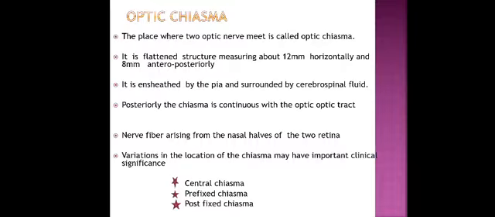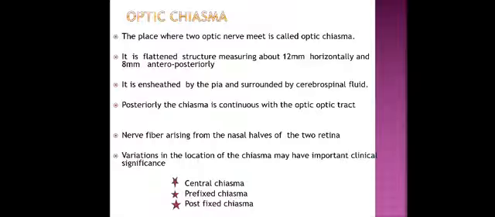The optic chiasma is a flattened structure measuring about 12 mm horizontally and 8 mm anteroposteriorly. It is ensheathed by the pia and surrounded by the cerebrospinal fluid. It lies over the diaphragma sellae, and therefore the presence of visual field defect in patients with pituitary tumors indicates suprasellar extension. Posteriorly, the chiasma continues with the optic tract and forms the anterior wall of the third ventricle.